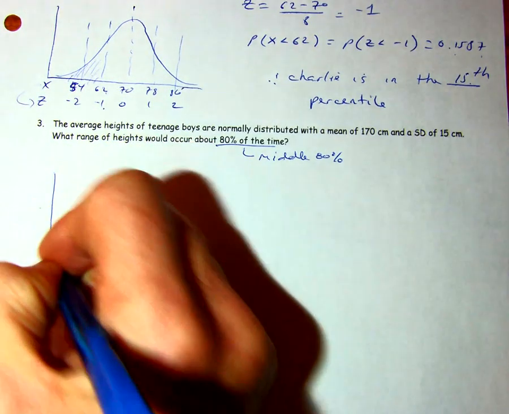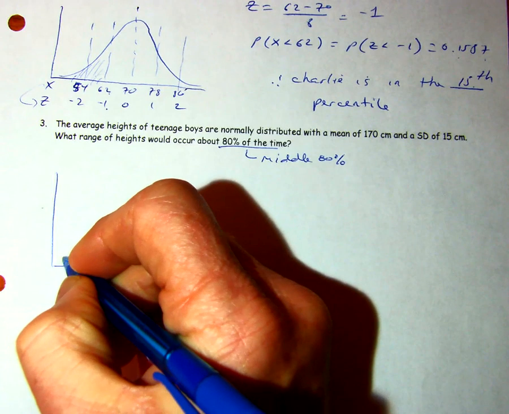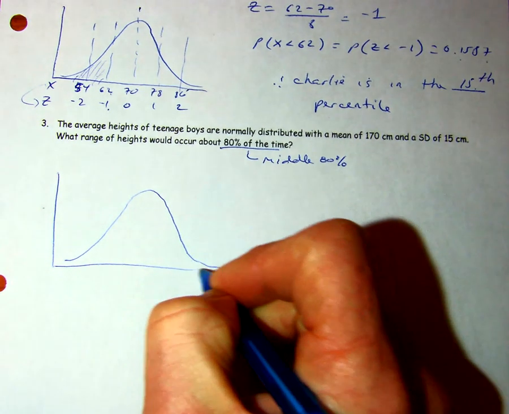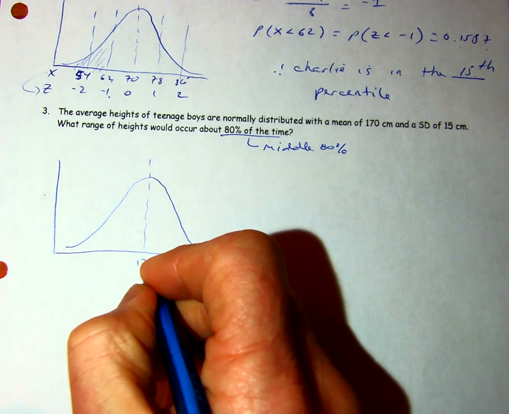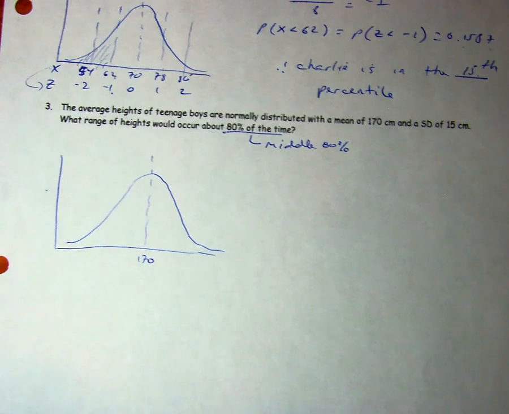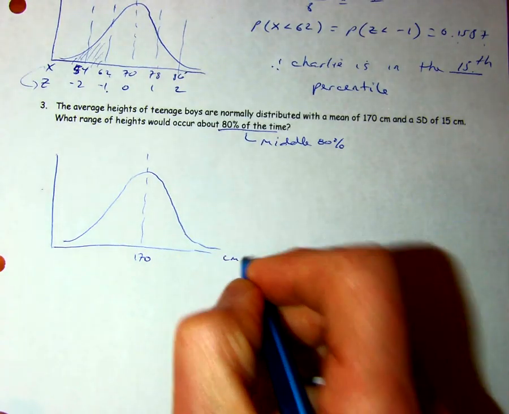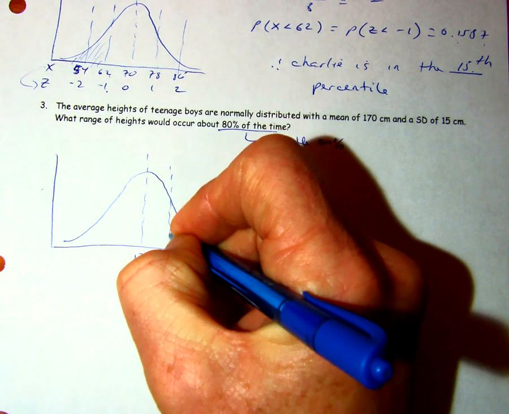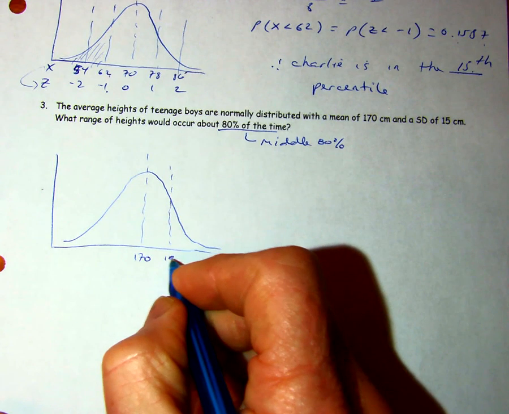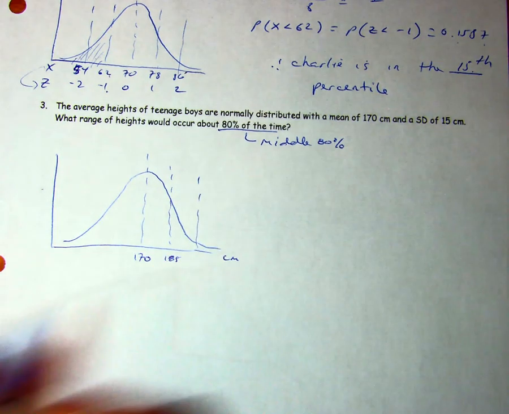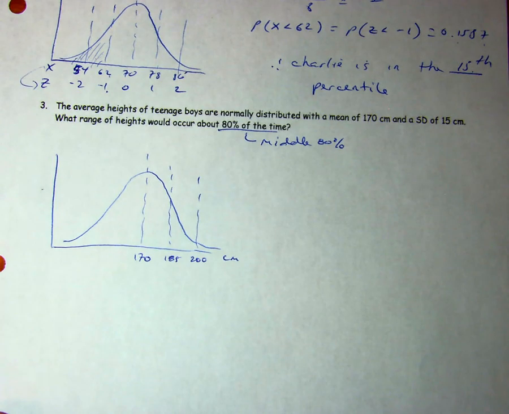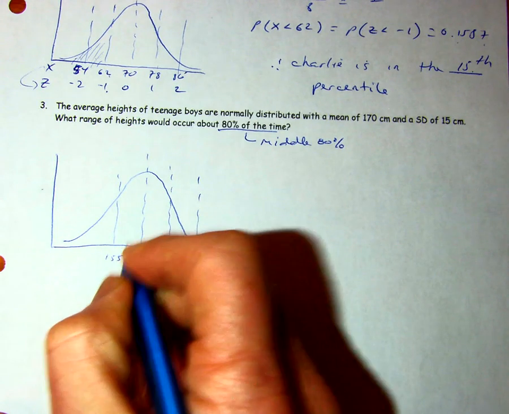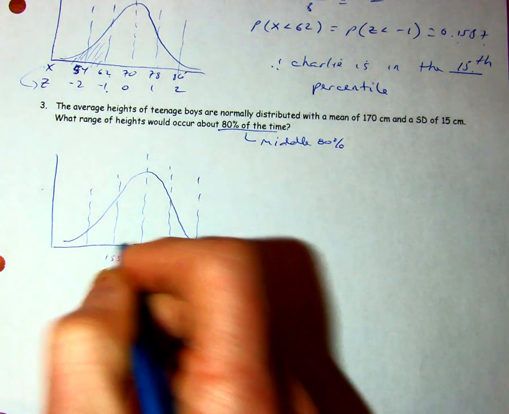Let's just draw a visualization. Again, we're going to draw a very quick bell curve, and we have this height in centimeters. The mean is 170. So this is in centimeters. One standard deviation is going to be 15 higher. That's 185. Another one is going to be another 15. That's going to be 200. And then one standard deviation below is going to be 155, and another standard deviation below is 140.